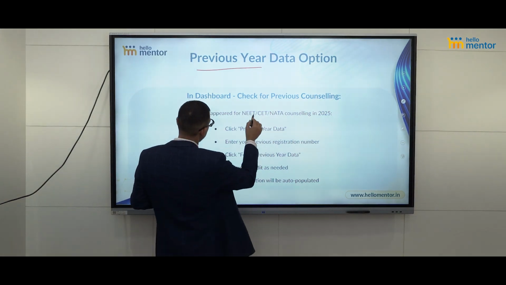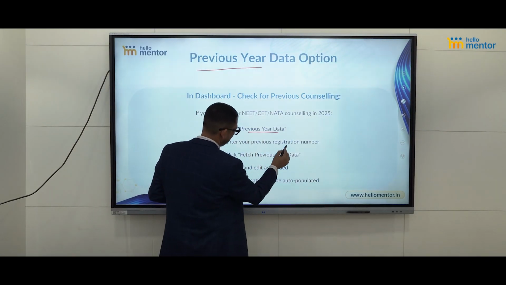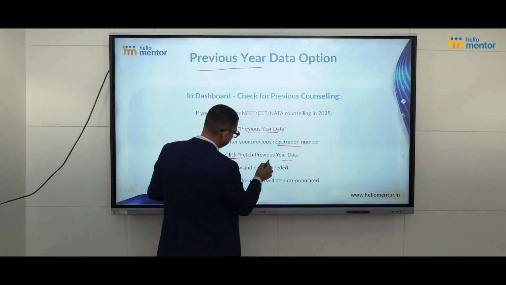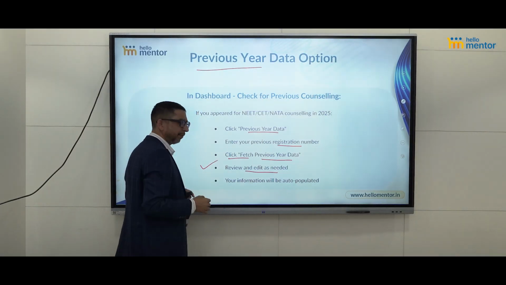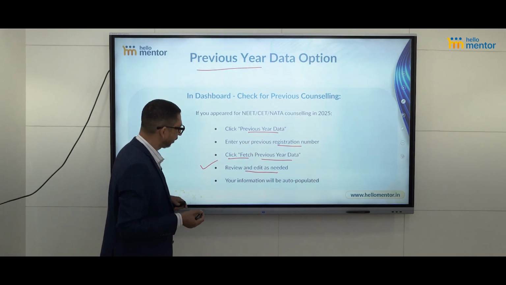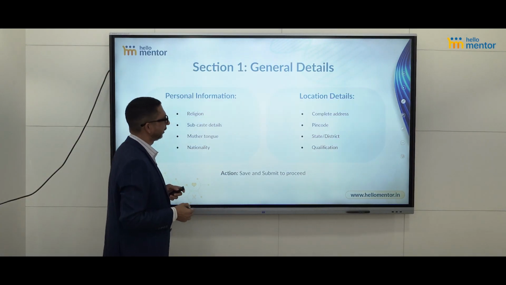So in the dashboard, check for previous counseling, go to previous data. Thereafter, enter your previous registration number, click fetch previous year data, and then review and edit as needed. Yeah, this option is available. If you have given the data and you want to make some changes, you can do it now here. Rest all data you will be getting auto-populated.